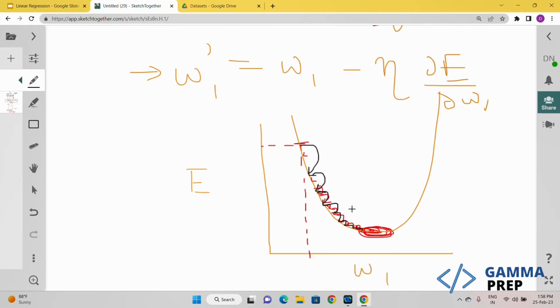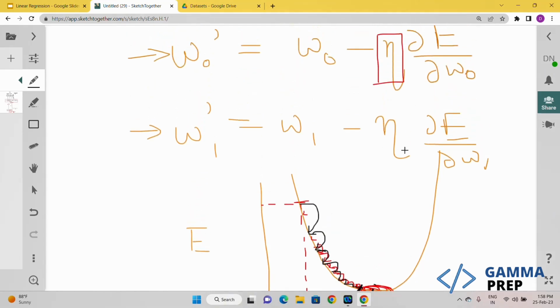Obviously, it's not going to be the exact solution, but it's going to be an approximate solution and it's going to take less time. And we'll be very close to the global minima. We might be here, but the global minima is here, but we are very close to it. Okay, so this is what gradient descent is.